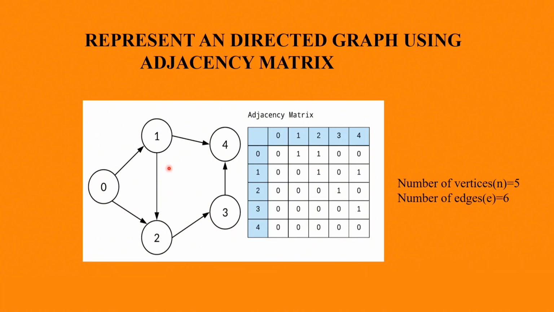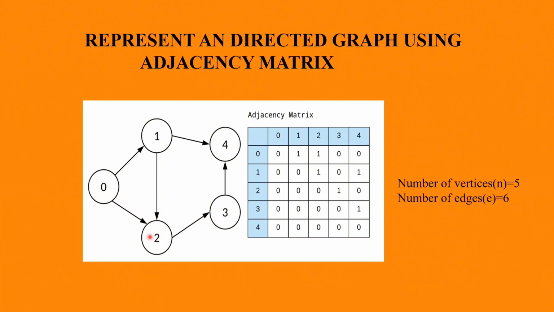There are 5 vertices in this graph. They are numbered 0, 1, 2, 3 and 4. And the links between them are considered edges. There are 6 edges in this graph. So let us now draw the adjacency matrix for this graph. If we consider 0 first, it can go from 0 to 1 and 0 to 2 because there is a direction.